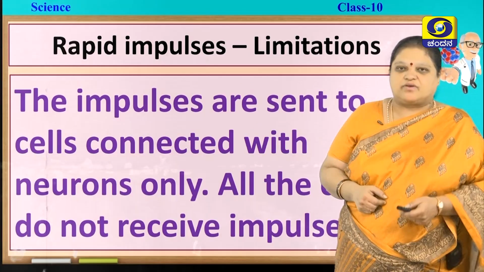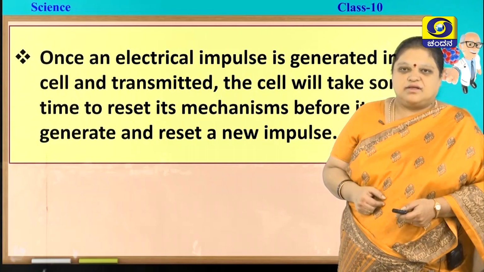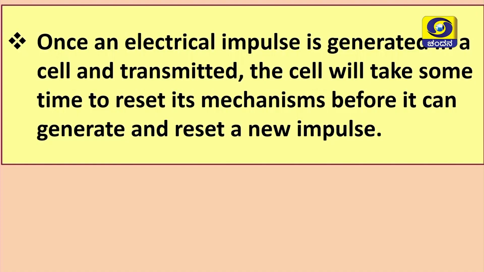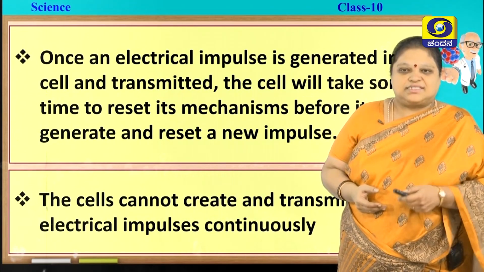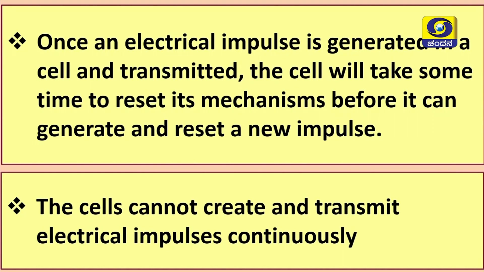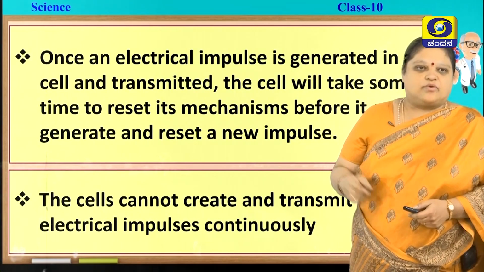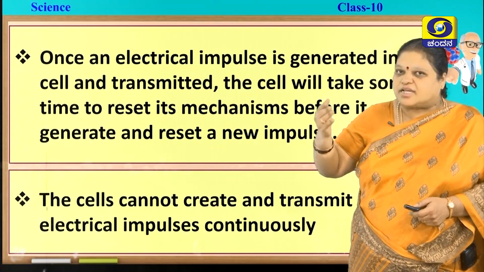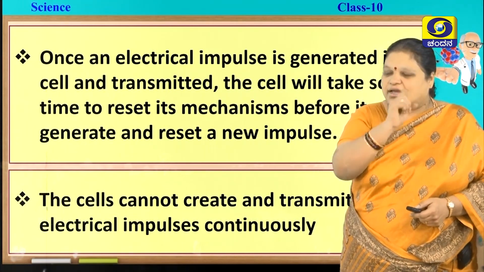I want you to make note of all these things. Also, once an electric impulse is generated in a cell and transmitted, the cell will take some time to reset its mechanism before it can generate and transmit a new impulse. The cells cannot create and transmit electrical impulses continuously, and I want you to note that all these types of changes take place only in animals.